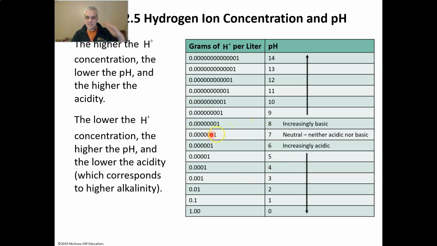This is considered, by definition, neutral. A pH of 7.0 is neither acidic or basic. It is right in the center of the scale. It is not an acid. It is not a base. It is neutral. Anything higher than 7 is considered alkaline or basic. Anything lower than 7 is considered acidic. That's it. That's how a pH scale works.